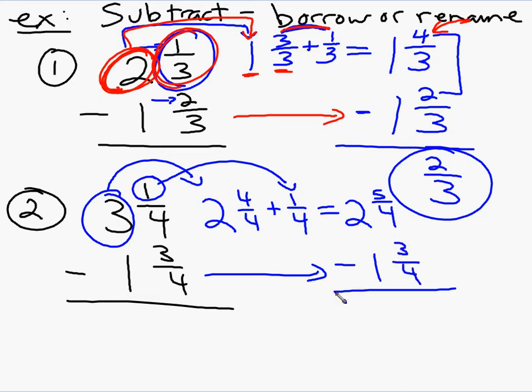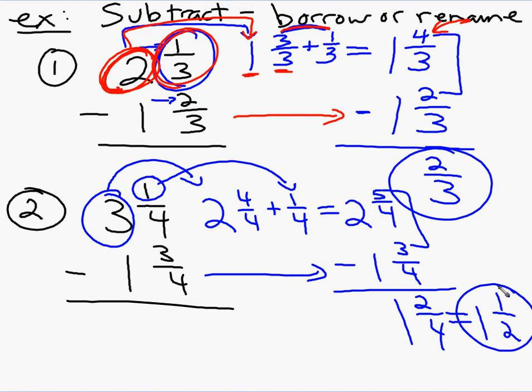This is one of the other reasons why I made a big deal about working vertically. It's because I knew this was coming. All right? So now we're ready to subtract. 5 minus 3 is 2. 2 minus 1 is 1. 1 2/4 will reduce to 1 1/2.